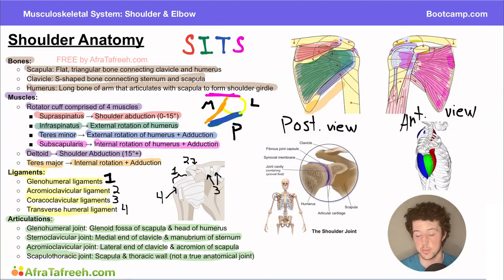There are several ligaments of the shoulder which are all at risk of injury and are often named by the two bones that they attach. And the joints of the shoulder include the glenohumeral, the sternoclavicular, acromioclavicular, and the physiological joint, the scapulothoracic. And a practice question might sound something like this.